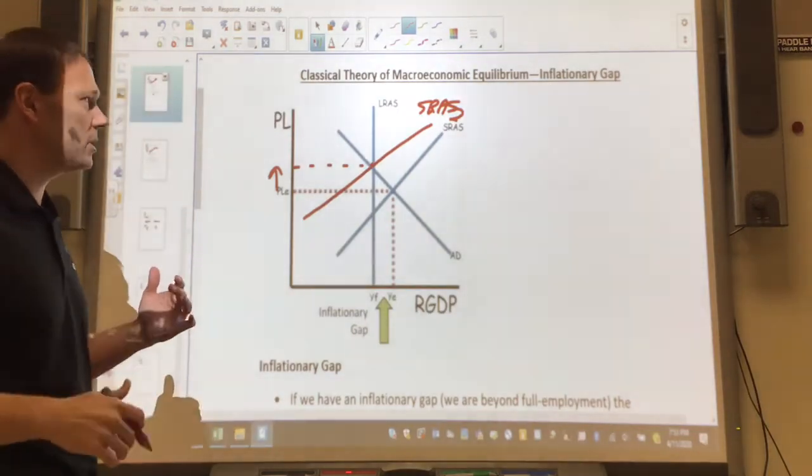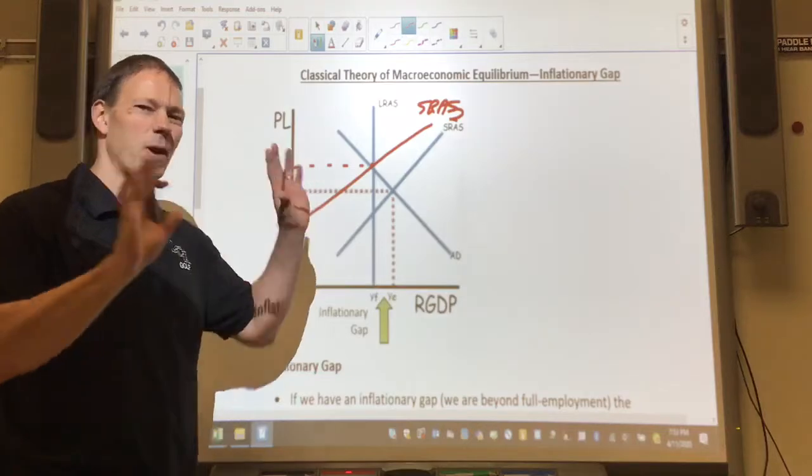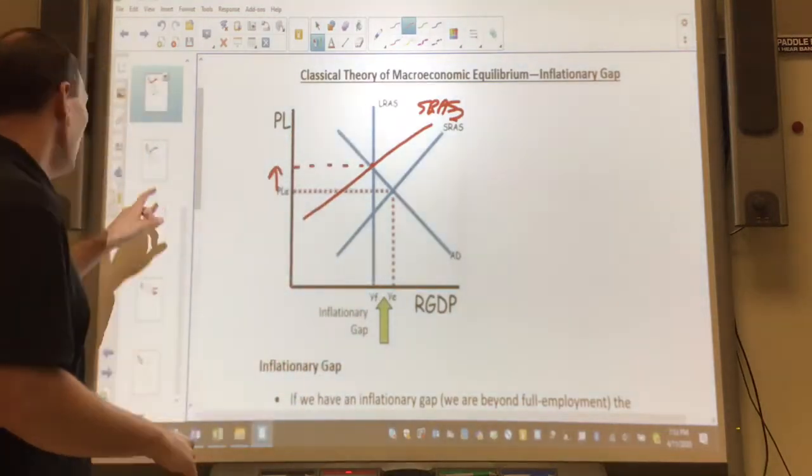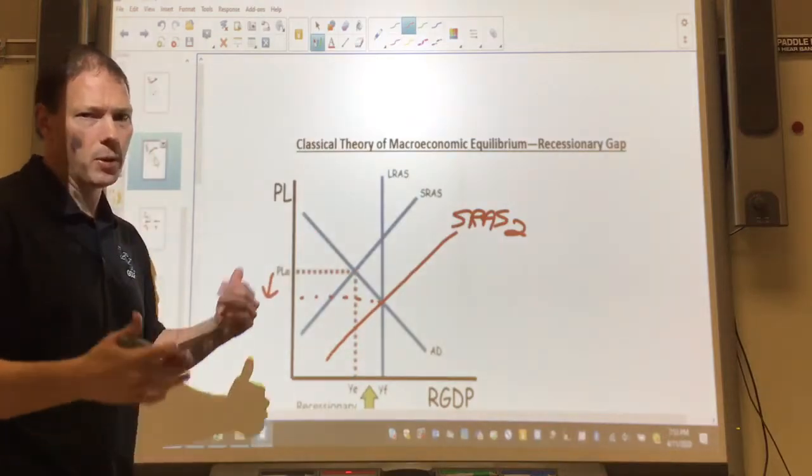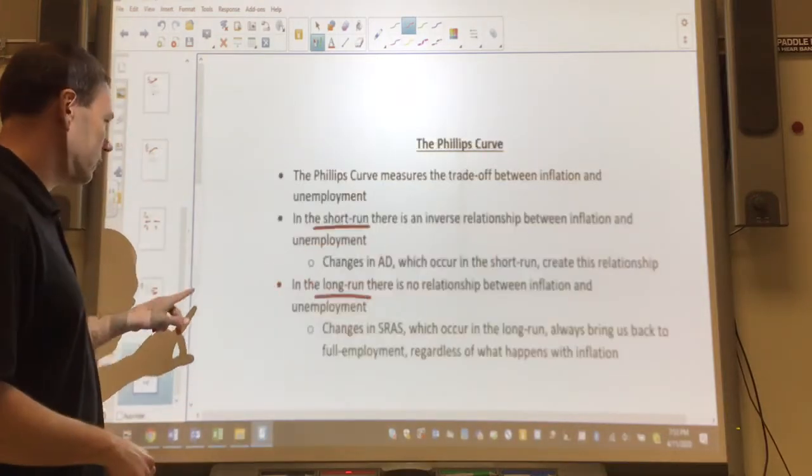And again, it's kind of what I'm saying when I said that in the long run, prices don't really matter. Prices may go up, prices may go down. What matters is we come back to this full employment output. And that's kind of what the long-run Phillips curve is trying to show us.